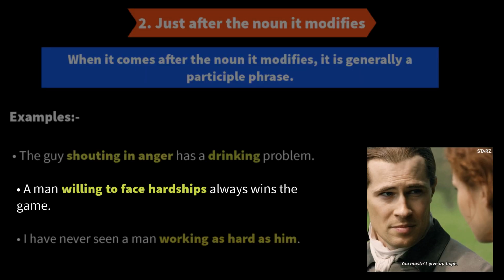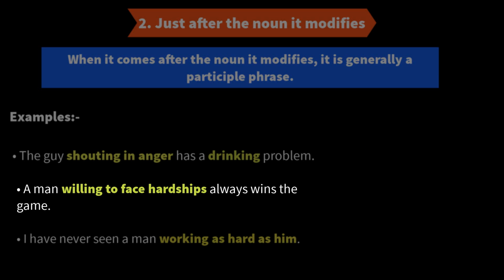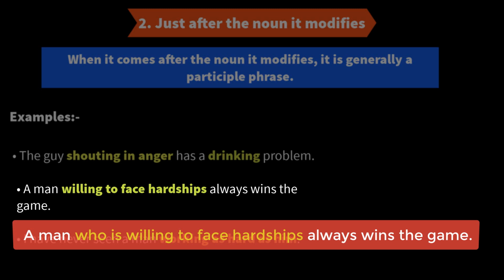A man willing to face hardships always wins the game. A man, what kind of man? Who is willing to face hardships. So willing to face hardships is our present participle phrase starting with the present participle willing. And now you guys know this present participle phrase is made out of a relative clause. This can be written as a man who is willing to face hardships always wins the game.